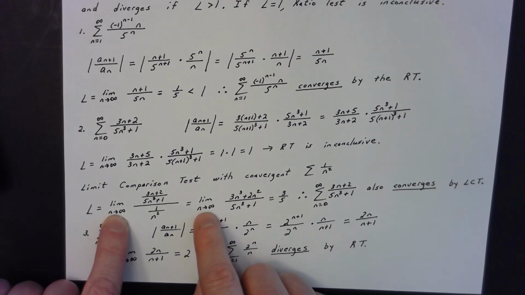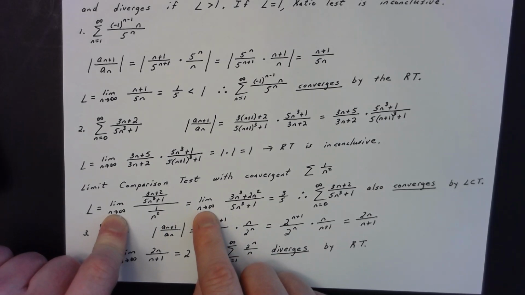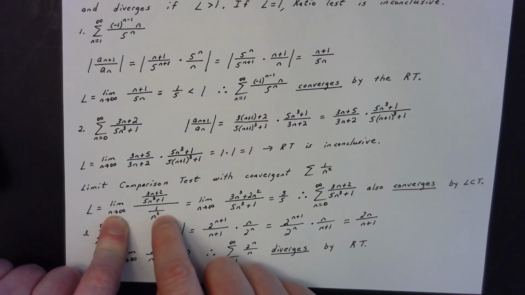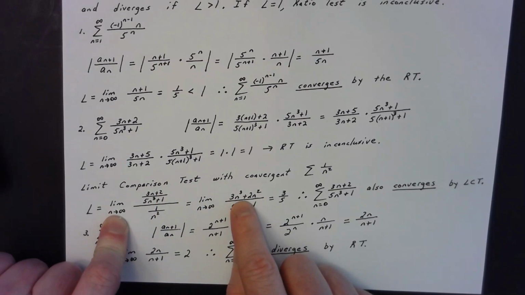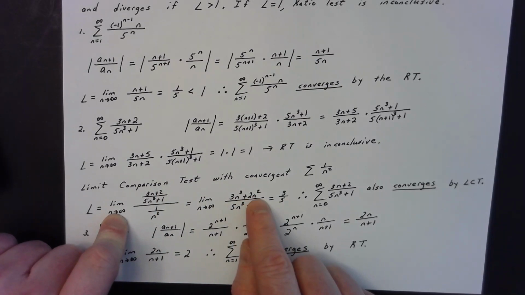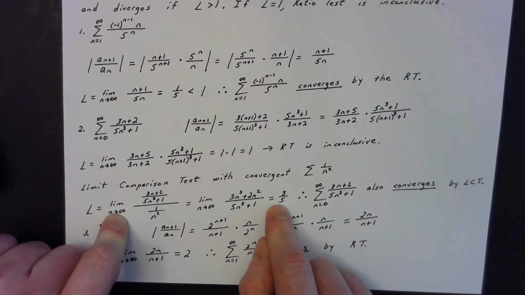And then I can say, well, this is just going to be the limit as n approaches infinity. If you're dividing by 1 over n squared, that's the same thing as multiplying this numerator by n squared. That's where this came from. 3n cubed plus 2n squared over 5n cubed plus 1. Then I see that that reduces down to 3/5.